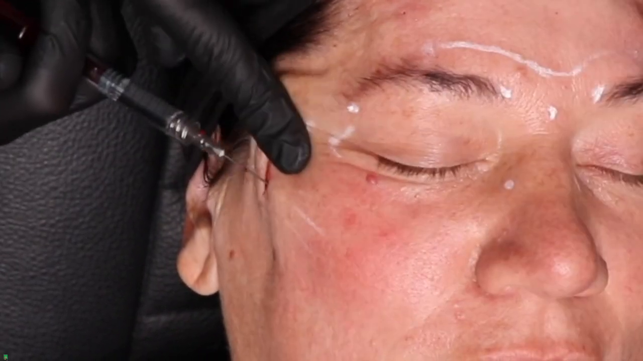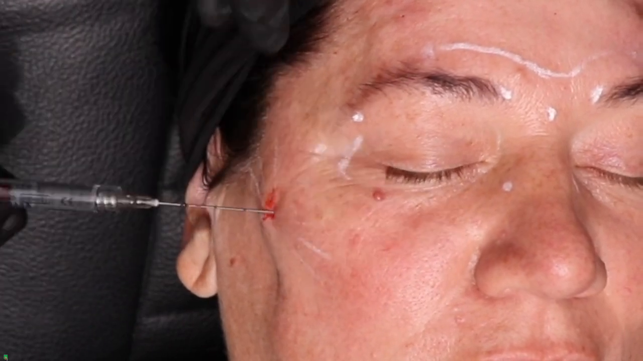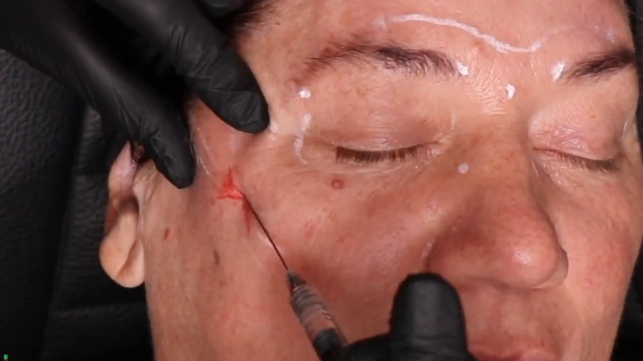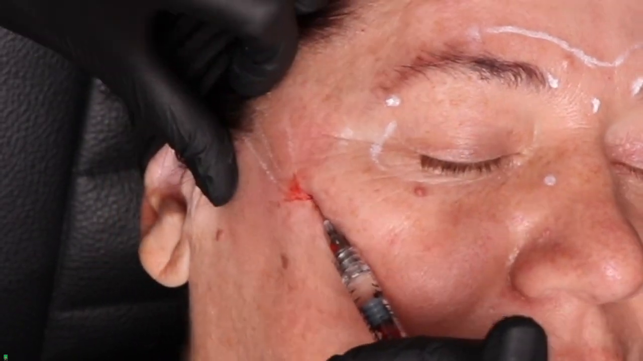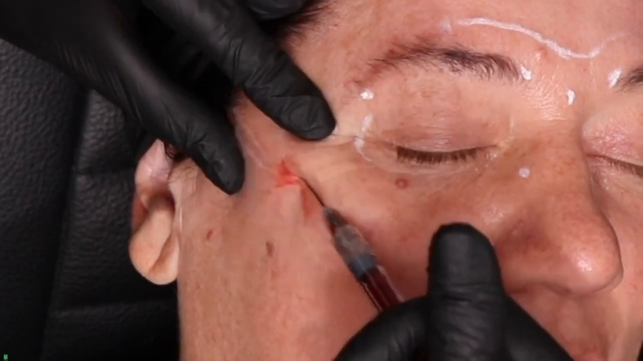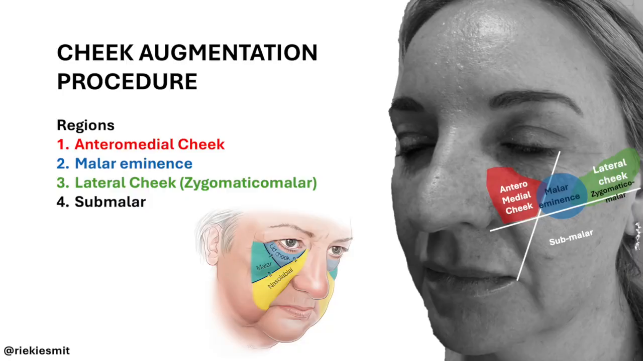You can make a different entry point. You can go more lateral for the lifting technique of the lateral zygomatic. You can even move to the temples. So with a cannula, you have so much more control of which area you are in. You have so much more safety when doing the cannula technique.